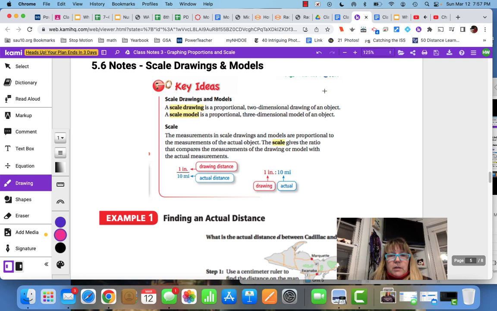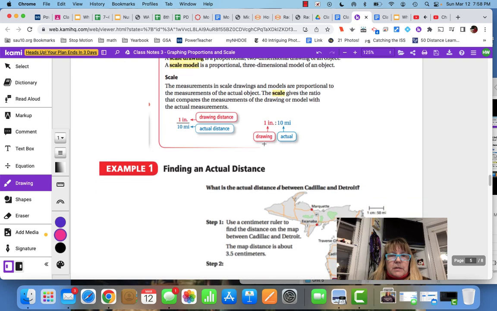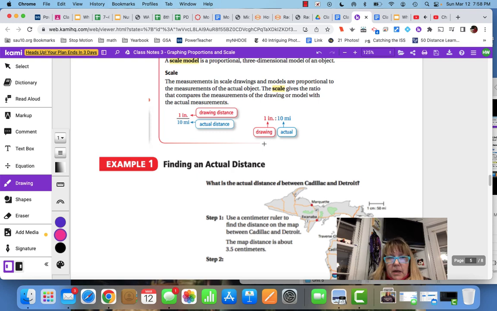So a scale drawing is a proportional two-dimensional drawing of an object, and a scale model is a proportional three-dimensional model of an object. That really funny rain catcher that you see in my room is a scale model. So scale means the measurements in scale drawings and models are proportional. Anyway, let me explain it in real words.